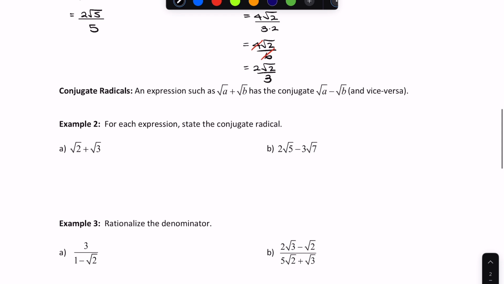Moving on, so now we're looking at what are called conjugate radicals. An expression such as square root a plus square root b has the conjugate square root a minus square root b, and vice versa. So for each expression, state the conjugate radical.